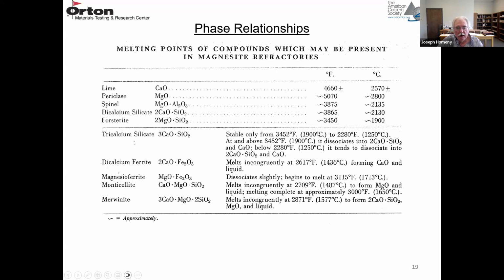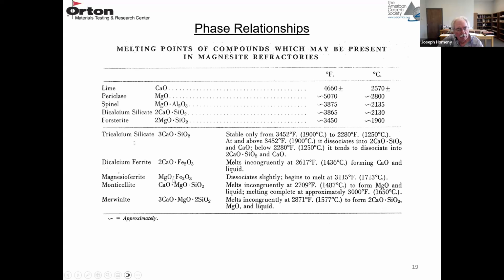Tricalcium silicate has a stability region between 1900 and 1250 degrees C. Below and above that temperature, it decomposes to dicalcium silicate, but it's still a high temperature material, but there's a phase transition. If you have iron oxide present, you can have dicalcium ferrite. That's pretty low melting, 1436 degrees C, so that would be undesirable.